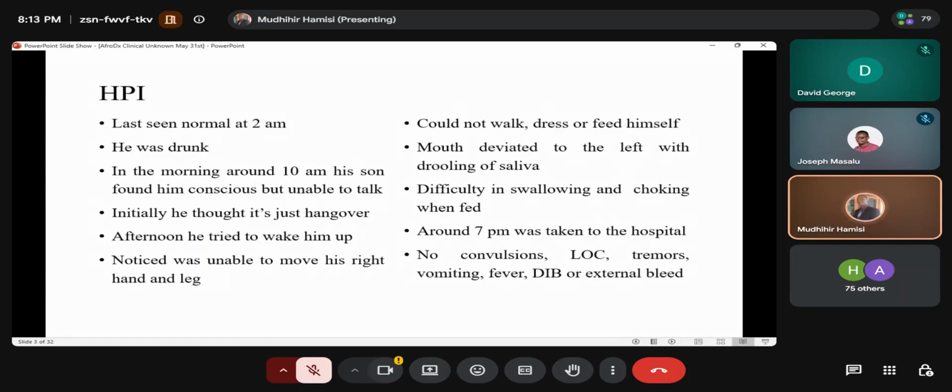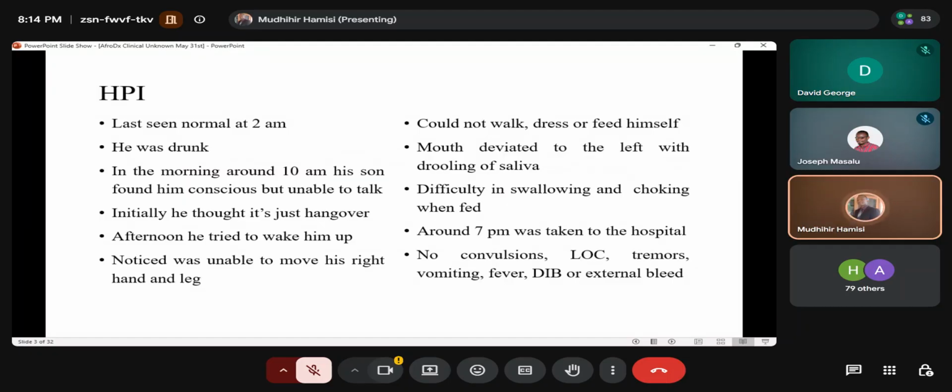But he found his father in the same sitting position, and he tried to wake him up, but he noticed that he was unable to wake up. However, he was conscious. He was looking at him, but he was unable to talk. And he was unable to move his right hand and leg. Therefore, he was not able to talk, to walk, to dress or feed himself. Also the mouth was deviated to the left with drooling of saliva. They tried to feed the patient, but he was unable to swallow. He was choking when fed.